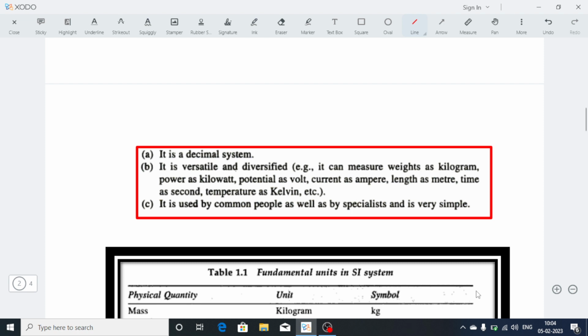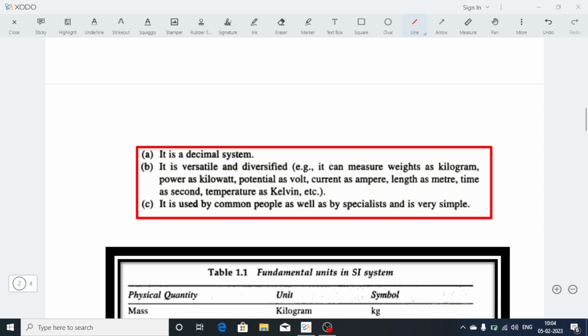For example, it can measure weight in kilogram, power in kilowatt, potential in volt, current in ampere, length in meter, time in second, temperature in Kelvin. It is used by common people as well as by specialists and is very simple. So this SI unit is acceptable everywhere.